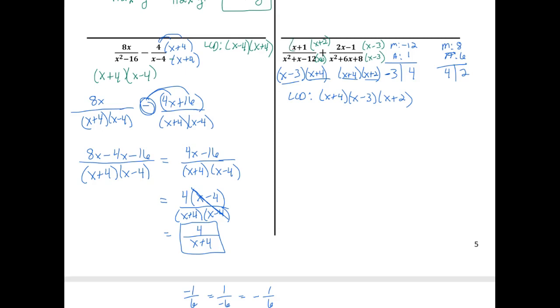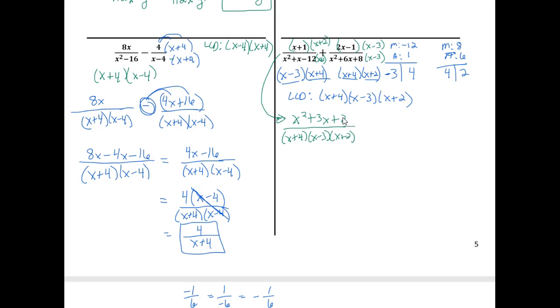So these are binomials being multiplied. I have to FOIL or box it out, choosing whichever method you would like. I'm going to bring this down here. So x plus 1 times x plus 2 would be x squared plus 3x plus 2. Right? X times x gives me x squared. 1x plus 2x would be the 3x, and 1 times 2 would be 2. All over our LCD. X plus 4, x minus 3, x plus 2.